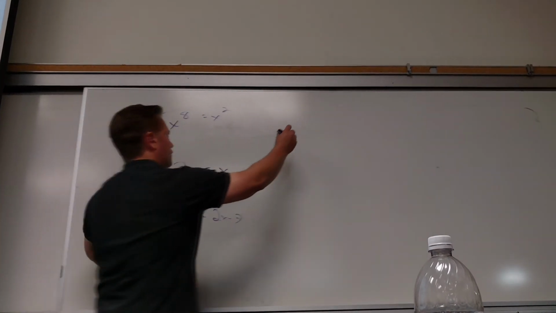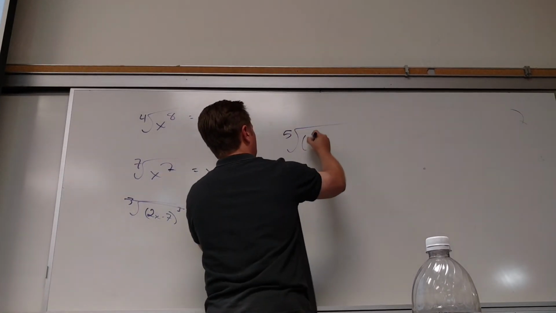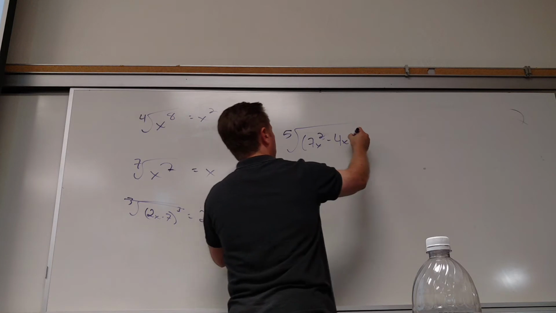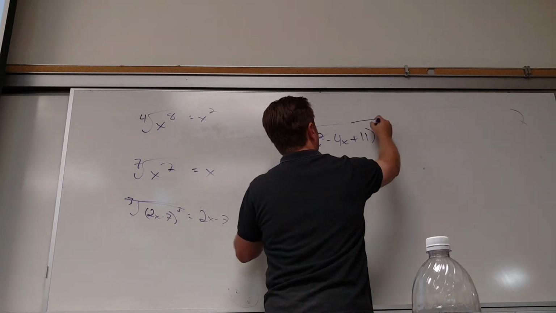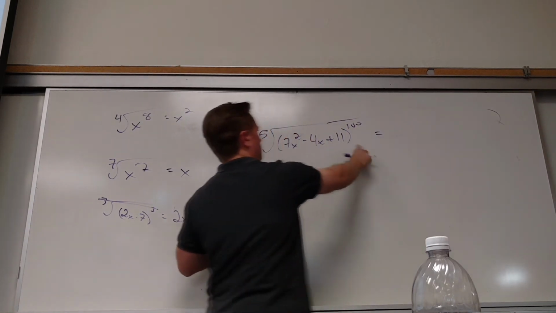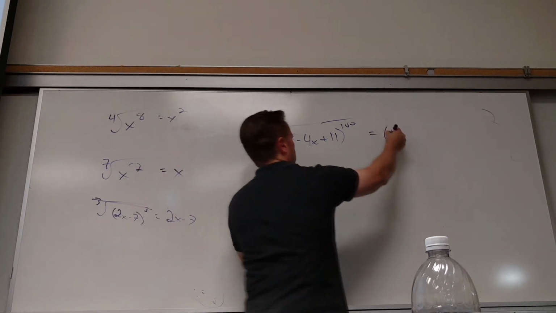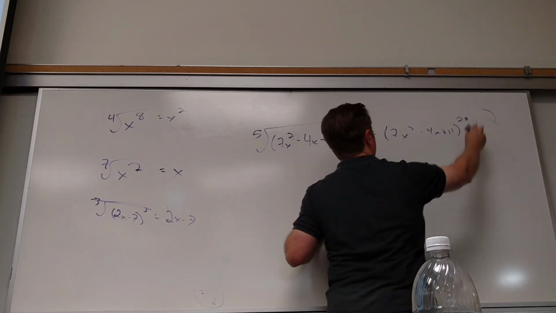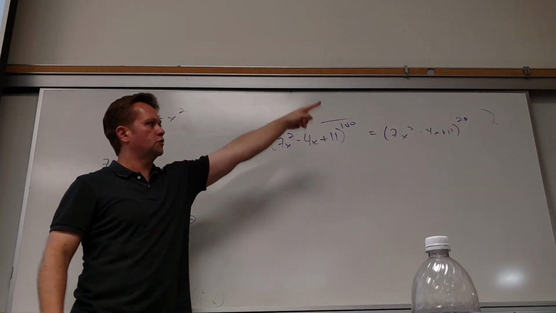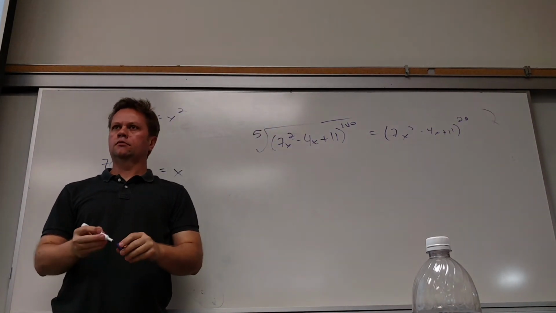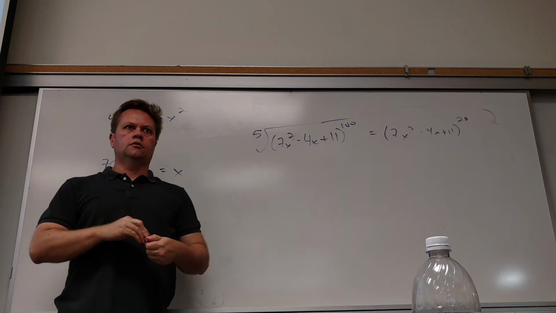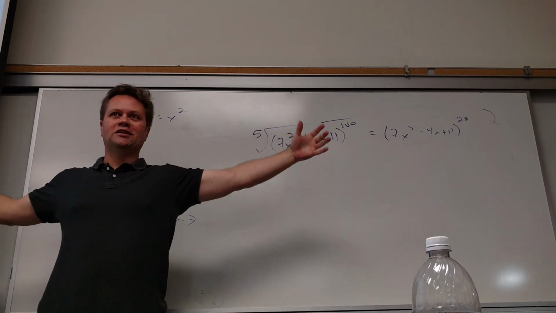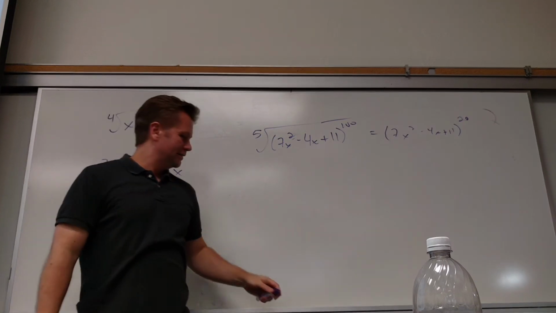So what's the 5th root of 7x squared minus 4x plus 11 to the 100th power? 20. Same bottom: 7x squared minus 4x plus 11 to the 20th. Because 5 goes into 100 20 times. Good Lord, don't write that 20 times and then start multiplying.